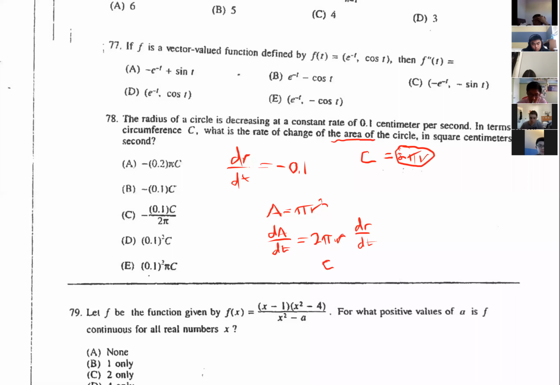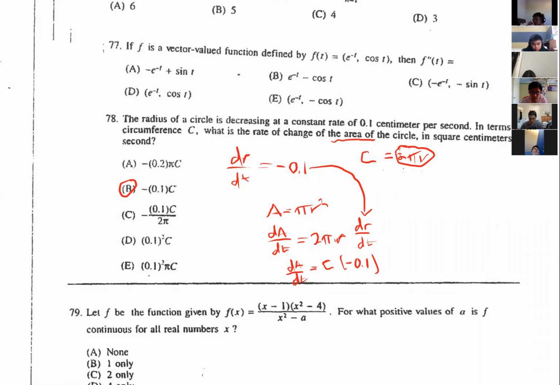And then dA over dt is going to equal the circumference times dr over dt, which is negative 0.1, when you substitute this in here. And that's the answer, which is the same as B. All right, so anything else on this page?